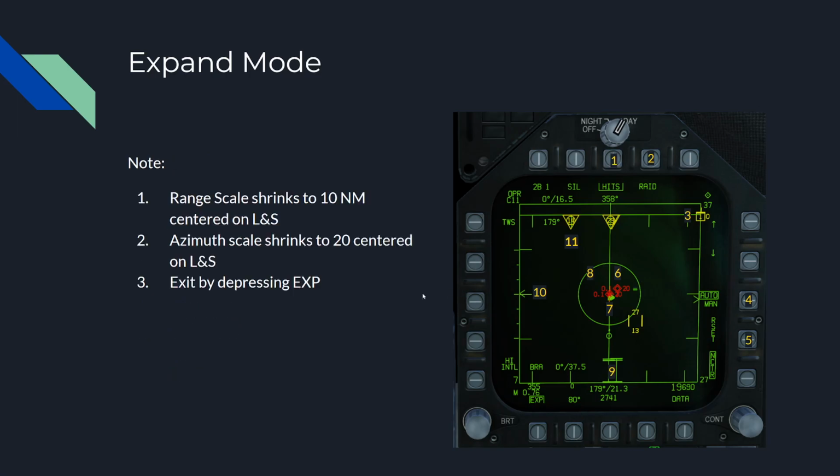So when you go into expand mode, the range scale shrinks to 10 nautical miles centered on the currently selected launch and steer. So you can see this guy's 37 miles from me. The scope now goes from, this is 5 miles in front of the launch and steer, and this is 5 miles behind the launch and steer. And it's also 20 degrees across.